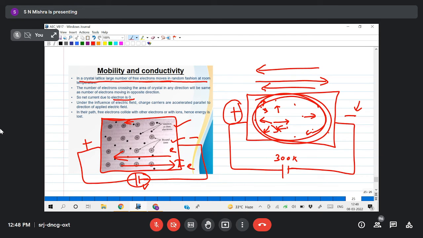Okay, and in that process collision will happen because the ions are immobile, and in this collision the energy will be lost, and the energy which is released by these electrons is in the form of heat. So that's why the device that we are using will heat up. Because the carriers are moving inside the material and they collide, energy transfer will happen, and that energy transfer is in the form of heat. So if you use any device like a mobile or a laptop, some power dissipation will happen and it will get heated after some time.